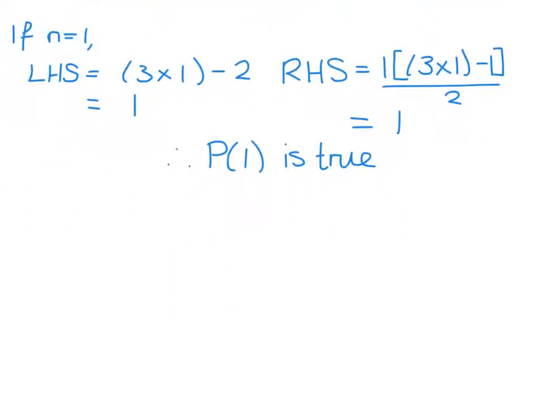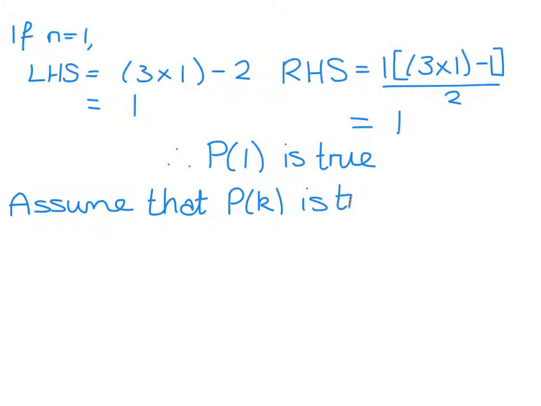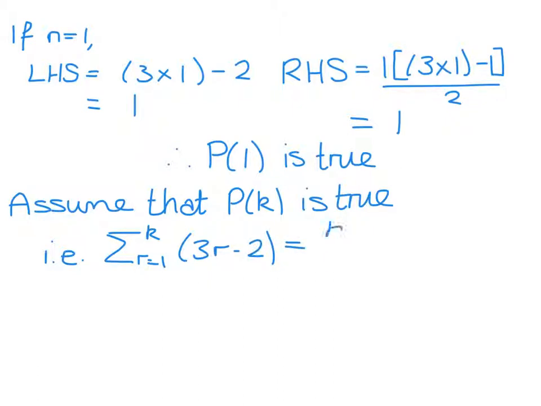Now we need to make our assumption, so let's assume that pk holds true, i.e. we are saying that the sum from r equals 1 to k of 3r minus 2 equals k times 3k minus 1, all divided by 2.